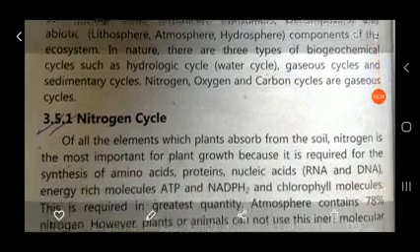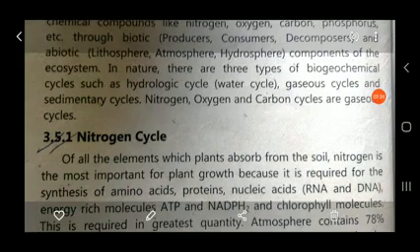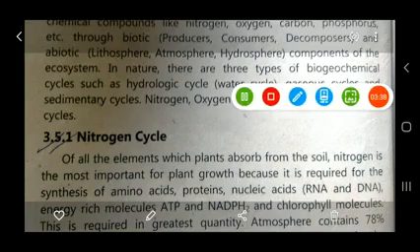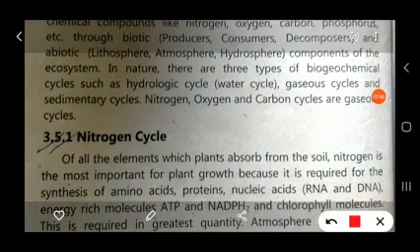Components of the ecosystem. In nature, there are three types of biogeochemical cycles, such as the hydrological cycle. The hydrological cycle is a universal phenomenon. We know this from our school days. That is the hydrological cycle, the water cycle. Then the gaseous cycle. Gaseous cycle means there is cycling, replenishing, recycling of gases. And the sedimentary cycle is related to the formation of the soil.